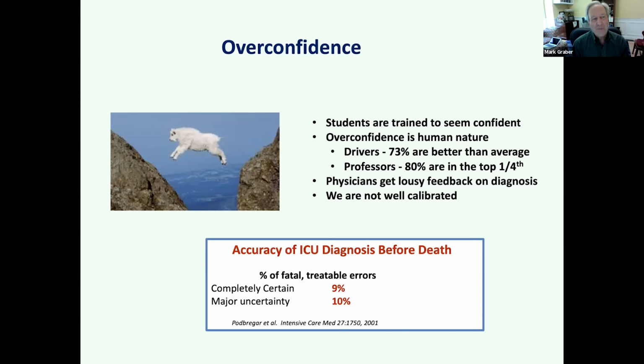But our calibration is not good. It was driven home to me in a study done in an ICU by Poberger. He asked the doctors in the ICU, after their patients died, what they thought was going on and how certain they were about it. What was found is that the physicians who were completely certain about the cause of death were just as likely to be wrong as the physicians who had major uncertainty. They were both wrong about 10% of the time. So our calibration is not great, and very few doctors realize this.